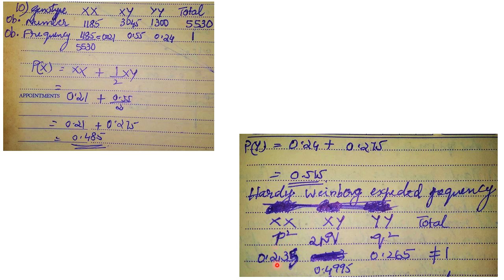So what you will get? 0.235. How? Multiply 0.485 into 0.485. You will get p square. So it will come up to 0.235.